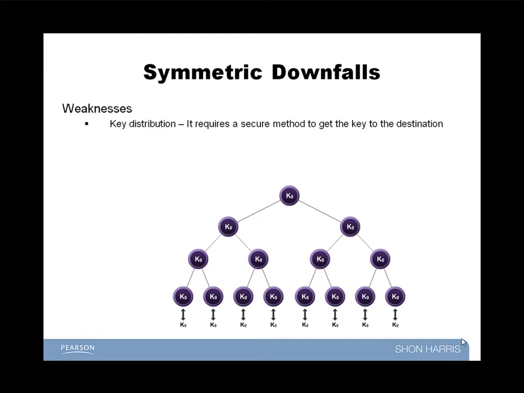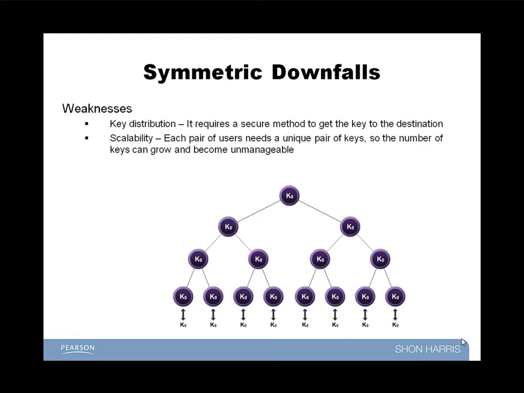So, weaknesses with symmetric algorithms. Key distribution. How do we get that key to the other end securely? Scalability. As we need more and more people, as we need more and more unique keys, the key management gets out of control. And one thing we didn't talk about is the limited security provided by symmetric algorithms. Symmetric algorithms can only provide confidentiality. They cannot provide true authentication or non-repudiation.